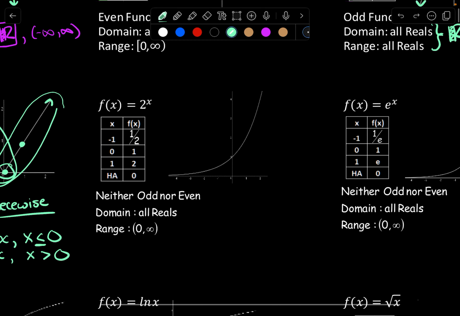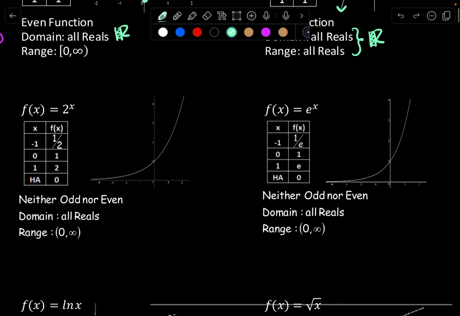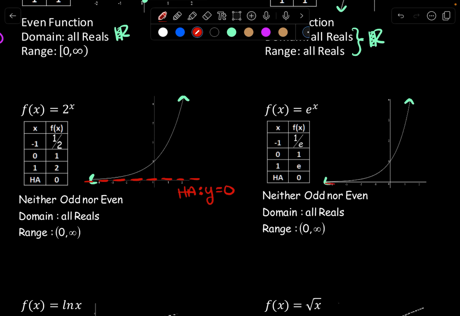This next function is going to be your exponential function. Actually, we'll look at both of these. Both of these are our exponential functions. Exponential functions have a new attribute that we haven't seen yet with our previous parent functions. They all have horizontal asymptotes. So we'll have a HA, or horizontal asymptote, at y equals 0. And then same goes for this one. For e to the x, it will have a horizontal asymptote at y equals 0.